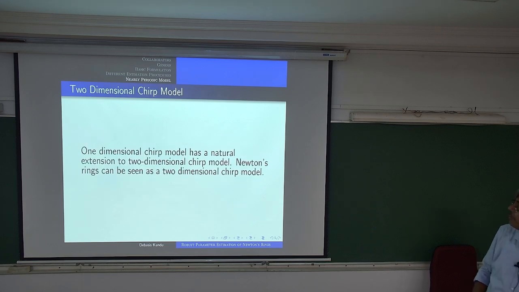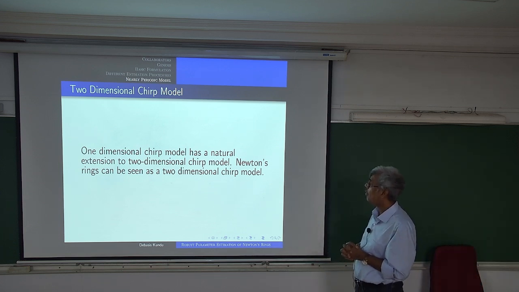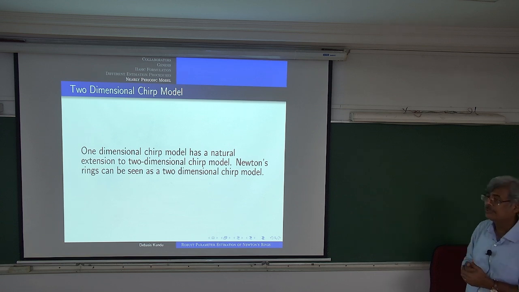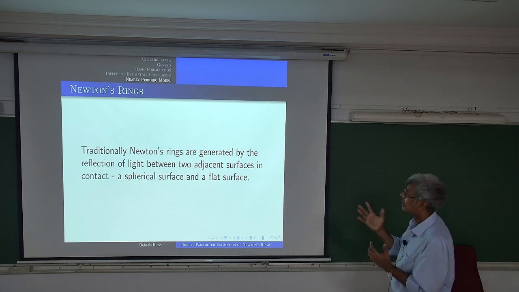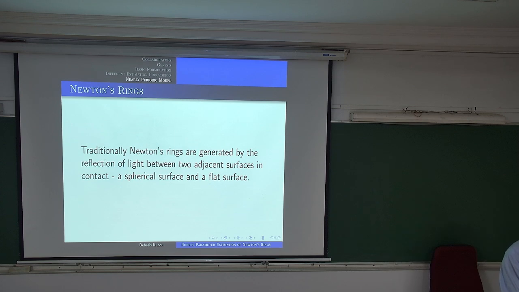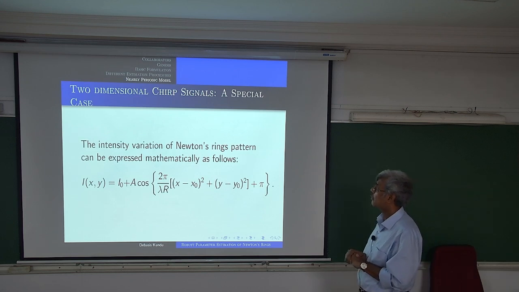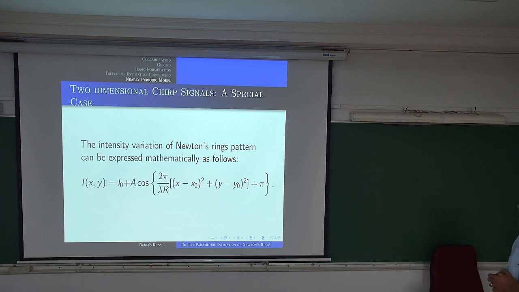Let's not forget, we have this one-dimensional extension to the two-dimensional chirp model, and one of the examples we have seen is Newton's rings. The Newton rings have been seen as a two-dimensional chirp model. So let's look at that. Traditionally the Newton rings are generated by the reflection of light, and let me put the mathematical formulation. The mathematical formulation of Newton's ring is in this form, the intensity, which can be captured through this, as seen in the optical literature.